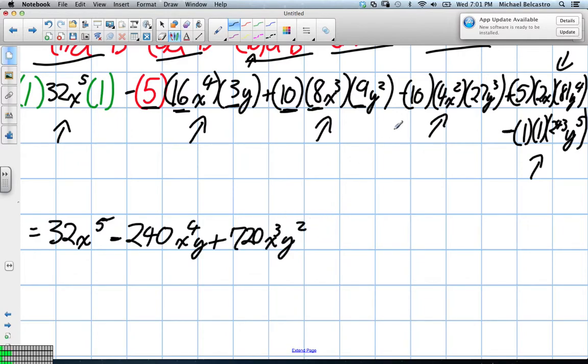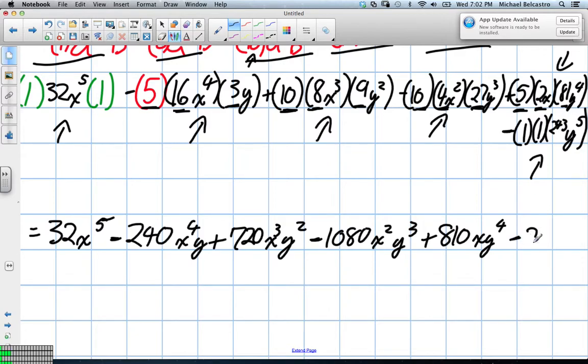Okay. Next one, we're going to be subtracting 10 times 4 times 27. 1080. 1080. And that's going to be x squared, y cubed. Next one's going to be positive, and then we have 5 by 2 by 81, so 10 by 81, 810. xy to the 4. Is that right? Yeah. And minus, obviously, it's just a lesser term. 243y to the 5th.